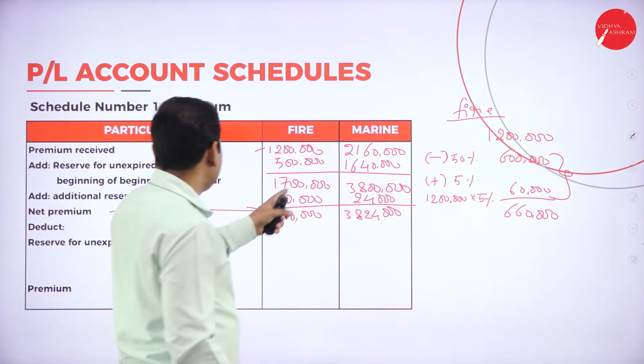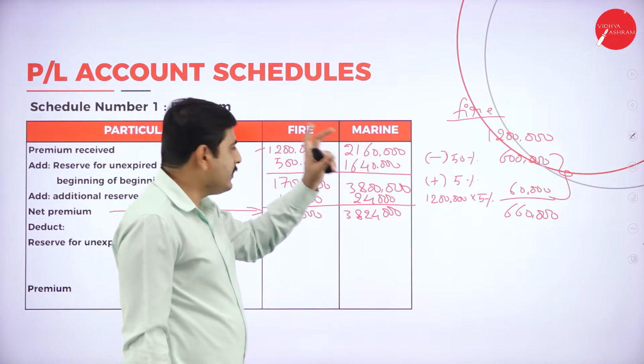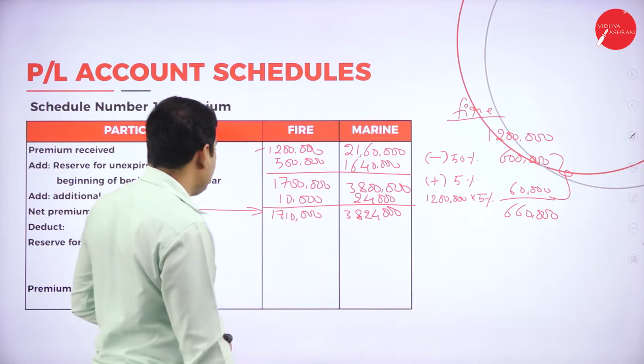And what is it in case of marine? Out of the premium received, out of the 21 lakh 60,000, we have to keep 100%.